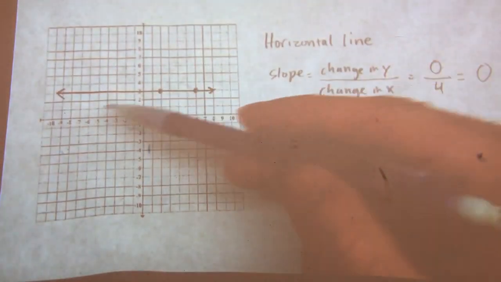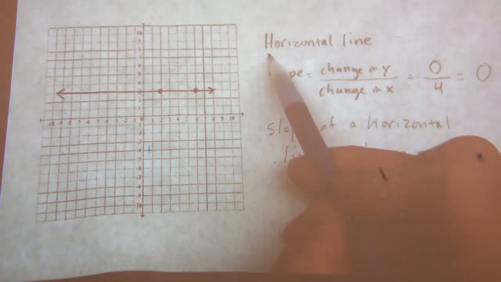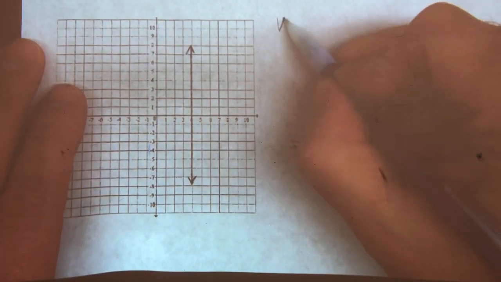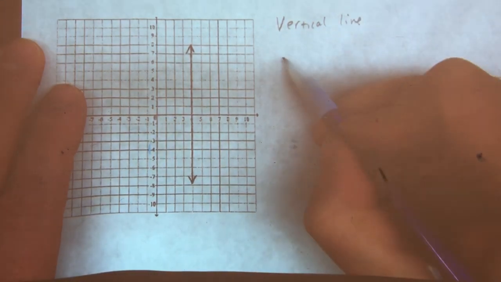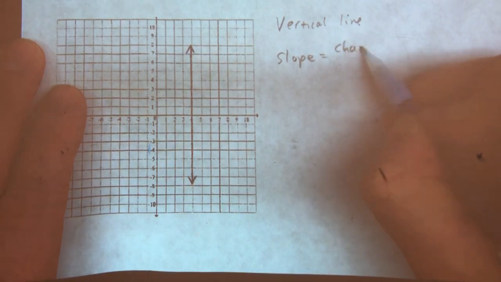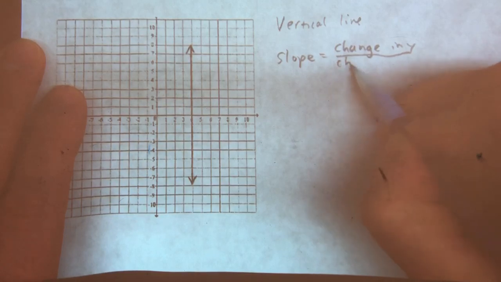So anytime you have a horizontal line, if you're asked what the slope is, it's 0, because there's no change in y. It doesn't move up and down. So no matter what the change in x is, it'll always be 0 here. So let's look at a vertical line now. These are kind of two special cases. So finding the slope of a vertical line, we'll do the same slope definition. So change in y over change in x.